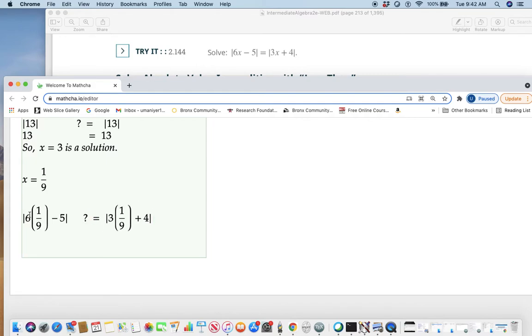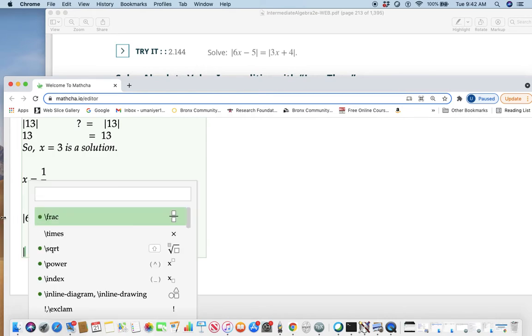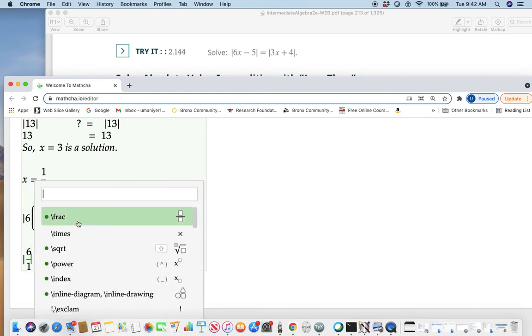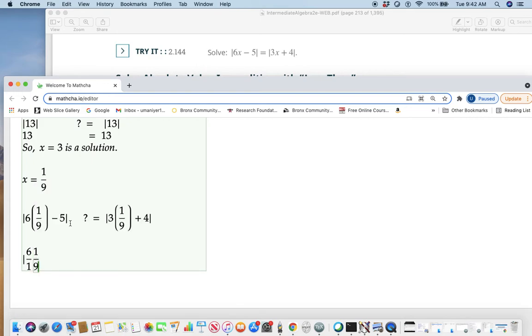Left hand side. I'm multiplying 6 to 1/9. So 6 itself is fraction 6 over 1, and you're multiplying to fraction 1 over 9. When I multiply, 6 times 1 is 6 and 1 times 9 is 9. So I don't need to write all of this. It's just 6 over 9. Reduce it. 3 goes in both. 3 goes in 6 2 times. 3 goes in 9 3 times. Minus 5.